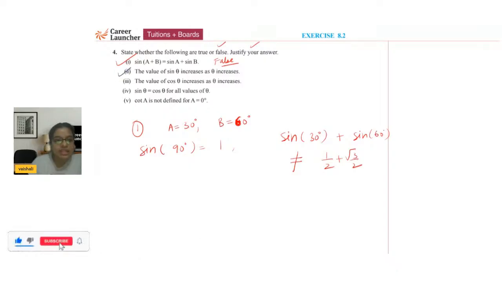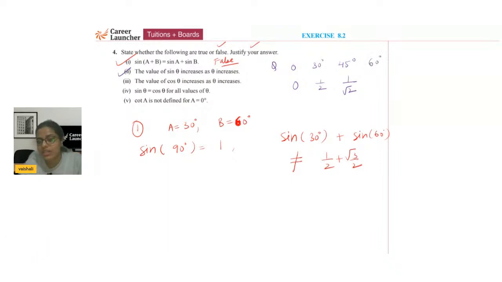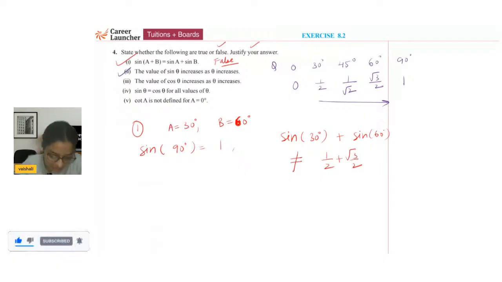Okay. Now the next thing is the second part. The value of sin theta increases as theta increases. So what if my theta is 0? The value of sin 0 is 0. At 30 degrees, it is 1 by 2, which is 0.5. At 45, 1 by root 2. And if you see the next one, 60 degrees, this is root 3 by 2. So what do we understand from this? Finally, we get 1. So it seems that the value is gradually increasing from 0 to 1. So you can say that yes, it is true because you can justify it from the table itself.